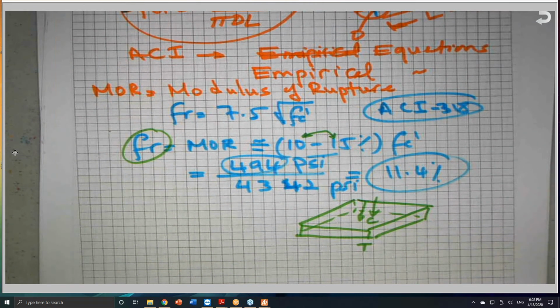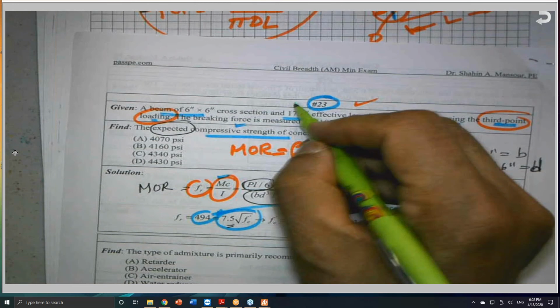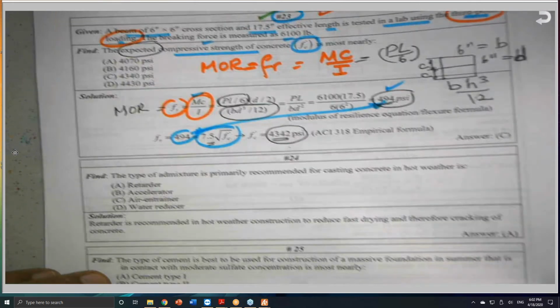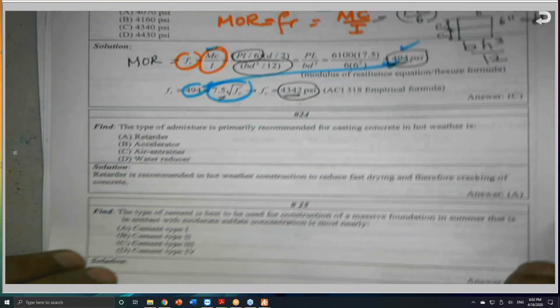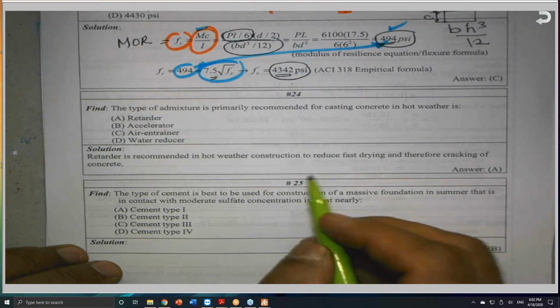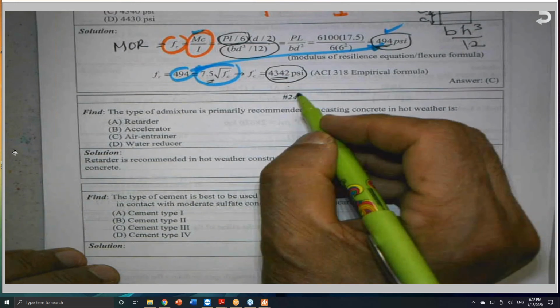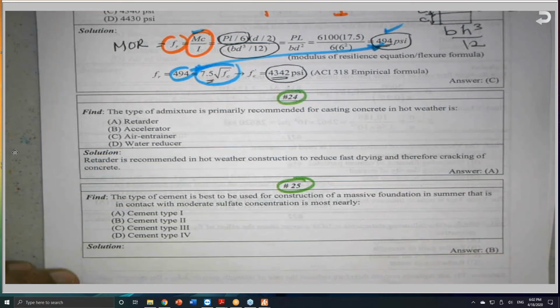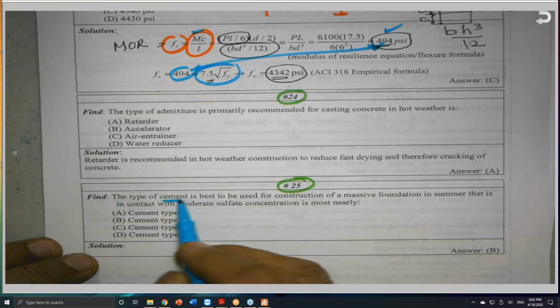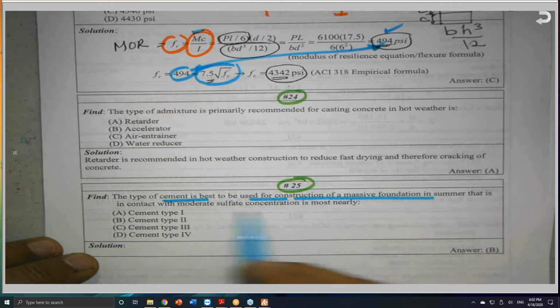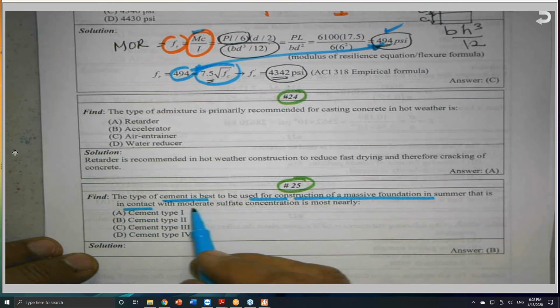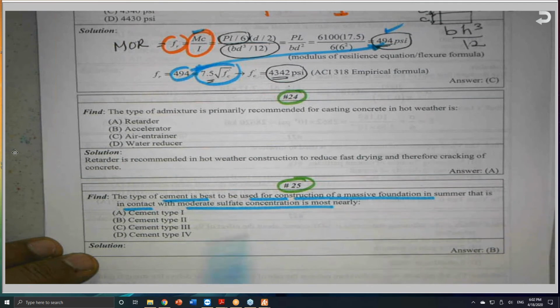So this is problem number 23. When you print it, please look at it and let me know. Types of cements are very important. Type of admixtures are also very important that we need to know. For example, here, the type of the cement that is best used for construction in a massive foundation in summer that is in contact with moderate sulfate concentration.